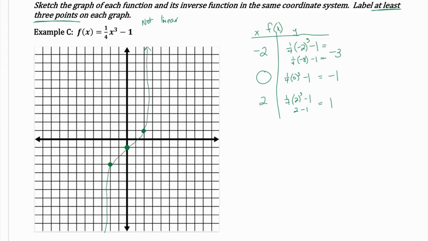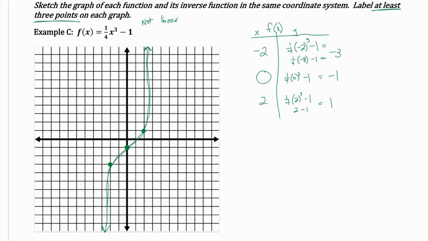It'll look kind of like this. I probably won't ask you to do anything like this on the test or anything, but just so you know kind of what a cubic function looks like. Okay, so there's our cubic function, right? That's my original function.